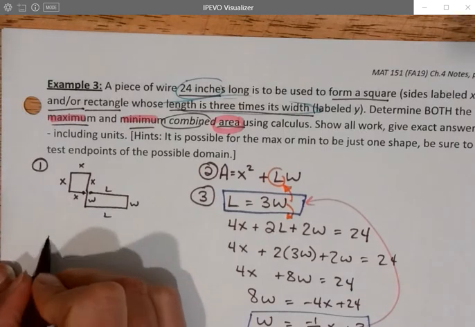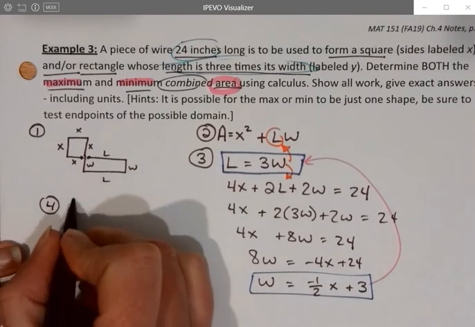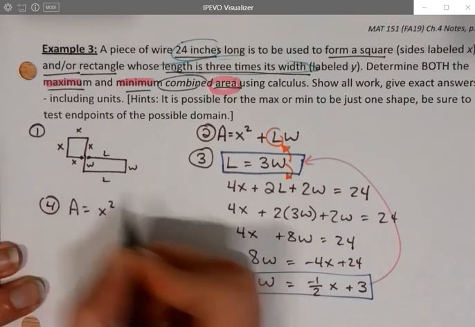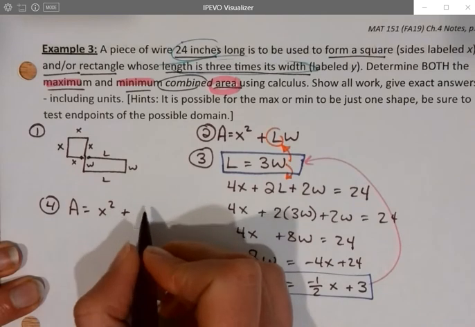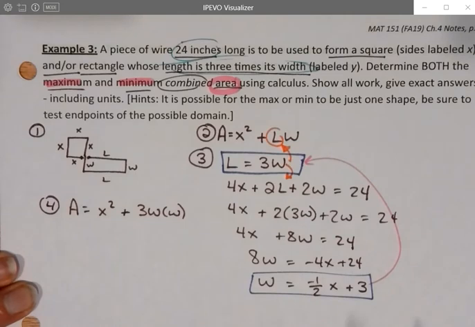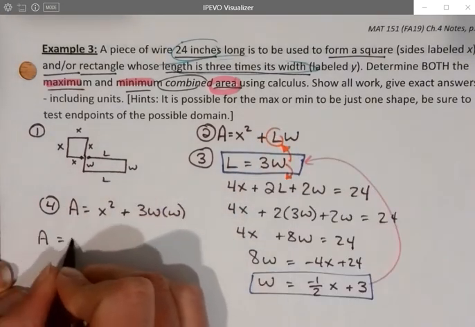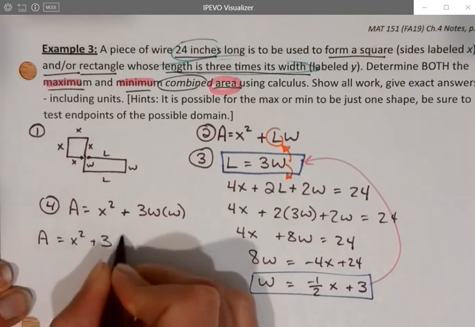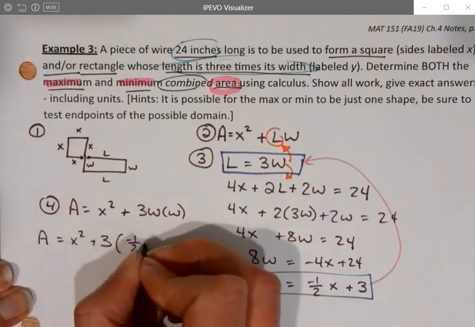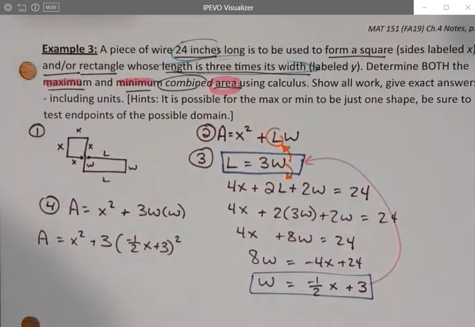Okay, so I'm going to start step 4 over here. Try to keep my page organized. And so I have A equals x squared plus, the first thing I'm going to write is my 3w times w, or 3w squared. Then I'm going to put my w in, so I don't have to put it in twice. So that's A equals x squared plus 3 times, now w is negative 1/2 x plus 3, squared. Okay. All right, and I think that's all for step 4.